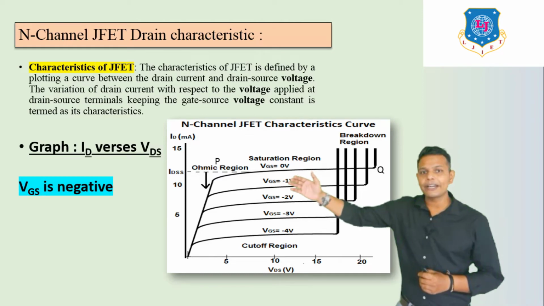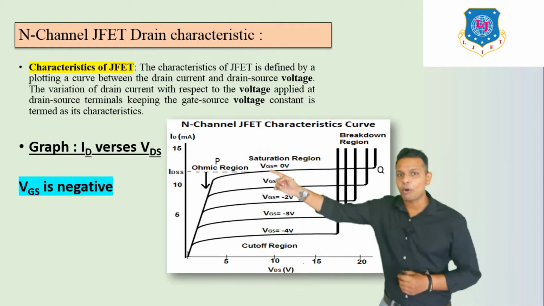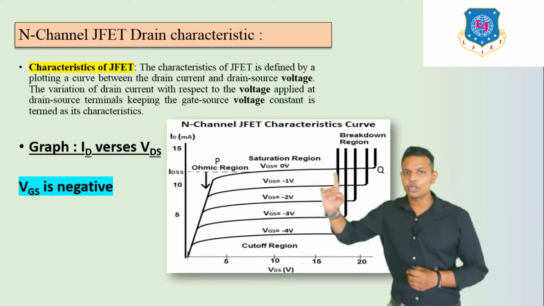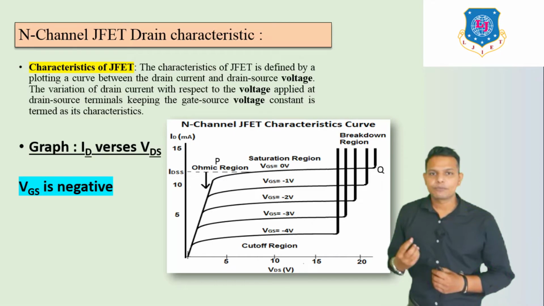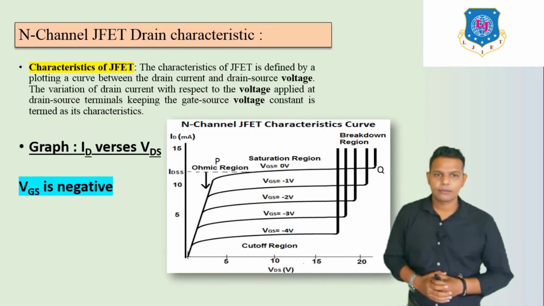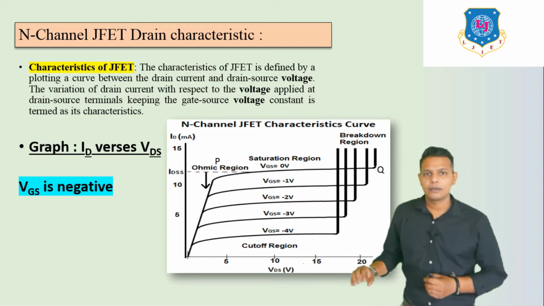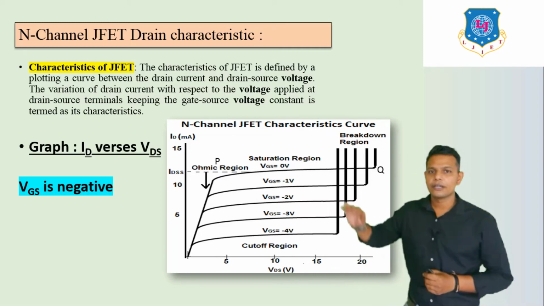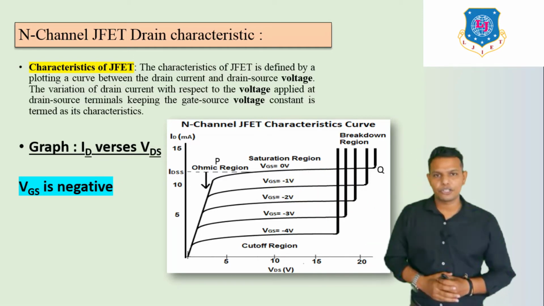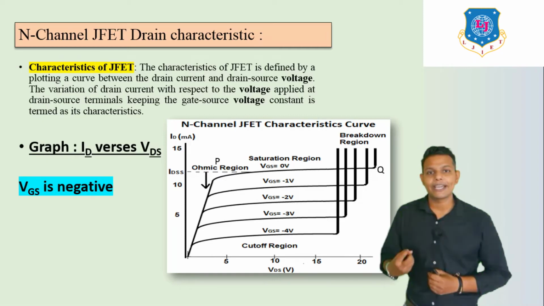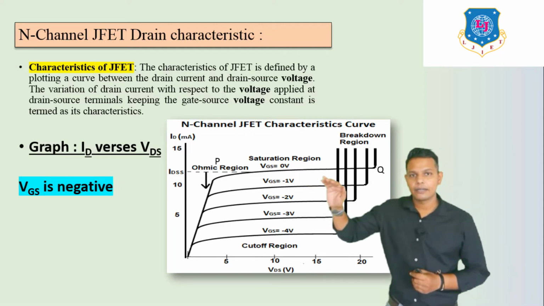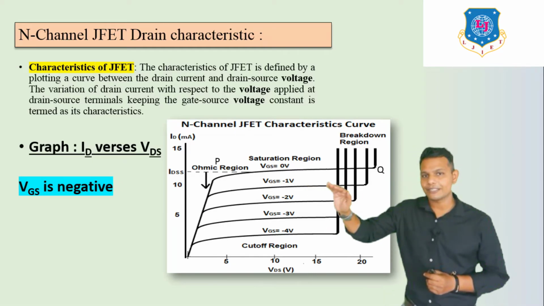Now, after this ohmic region, we can see clearly here P point to Q point. Here we can see P to Q point is a slight change in ID with respect to VDS. When we increase VDS, there is a slight change in drain current. That region is known as the saturation region, or the pinch off region. So this is the second, and we can say third, region of this characteristic.